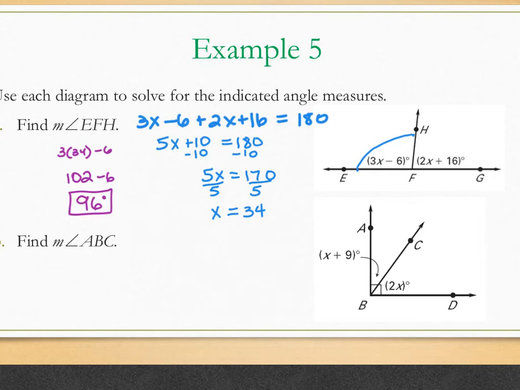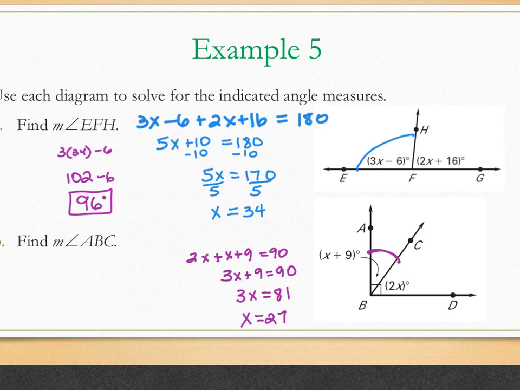When I look at B, what can you tell me about those angles? There, it's a right angle, which means they, good, add up to 90 degrees. So I would say 2x plus x plus 9 equals 90 degrees. And then again, it's asking for angle ABC, not x. So once I get that x is 27, okay, 27 plus 9, or 36 degrees.